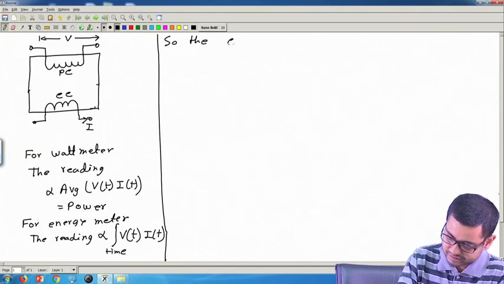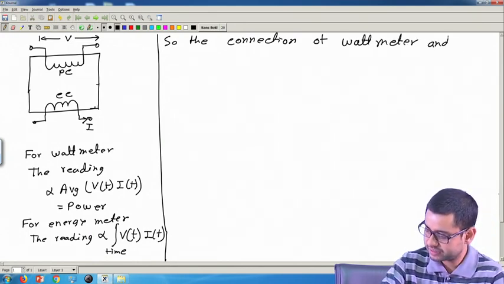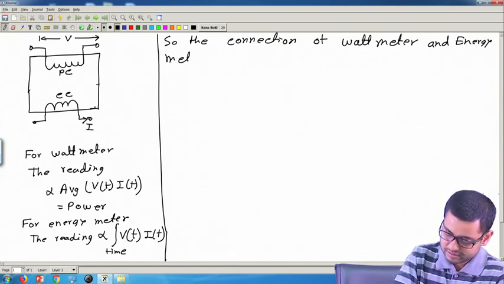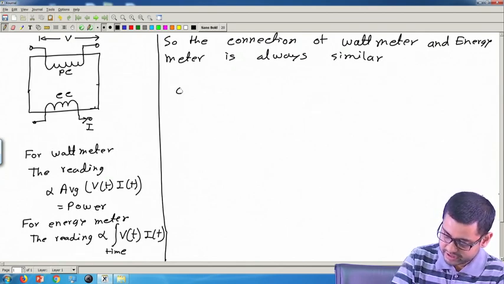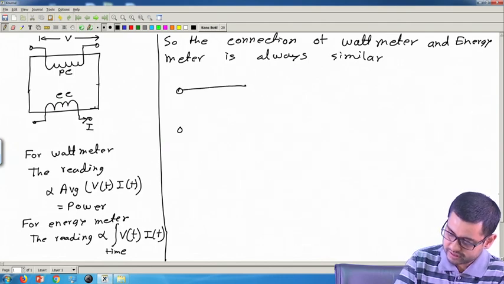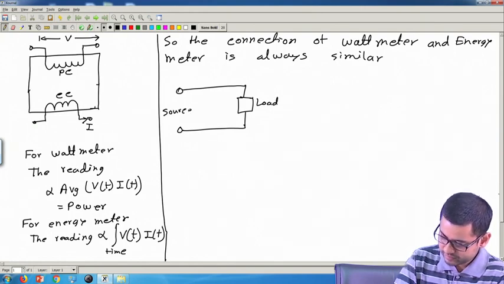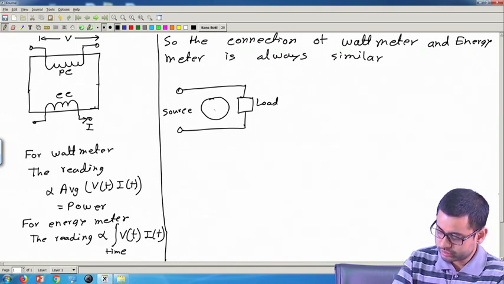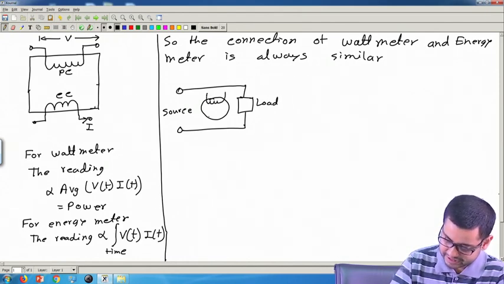The connection of wattmeter and energy meter is always similar. Let's recall, if I have a single phase supply with a load, and I want to measure the power consumed by this load or delivered by this source, we will take the wattmeter or the energy meter. If you want to measure power, then wattmeter, else energy meter. So it will have two coils just like this.